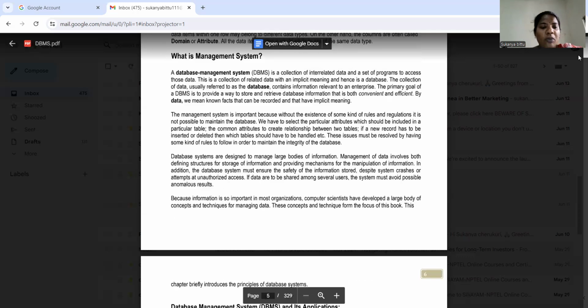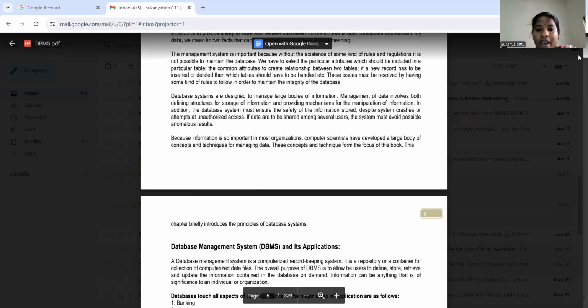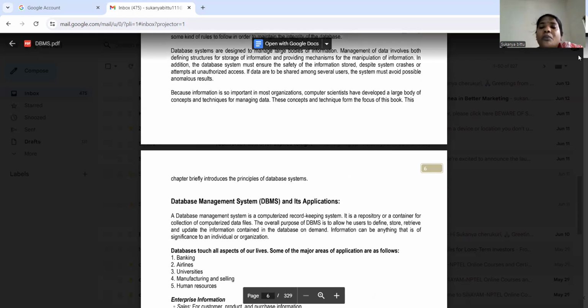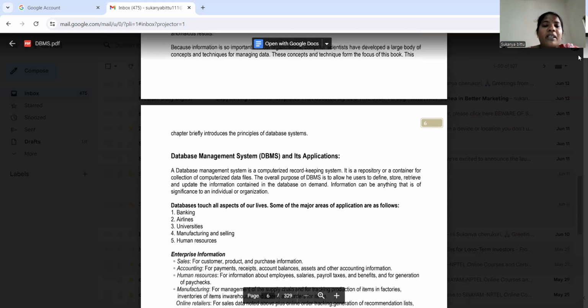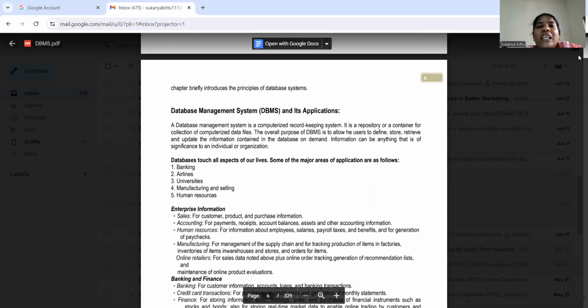Because the information is so important, most organizations in computer science have developed a large body of concepts and techniques for managing data. These concepts and techniques are the focus of this course on database management system applications, where it is used and how it will work.